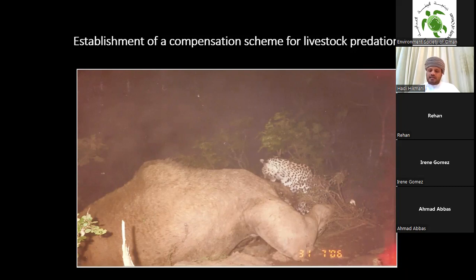And if it's proved that these animals or livestock were killed by a leopard, they will get support and be compensated for their livestock loss. And I think that is one of the important steps to address the killing of leopards and, let's say, the hostile attitudes towards leopards by local livestock owners.